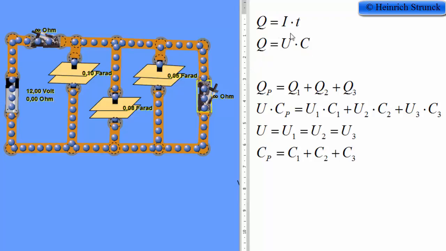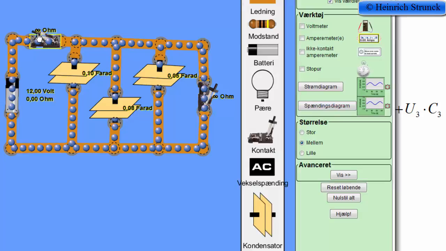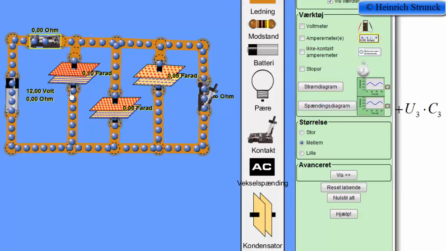We can also see in a parallel circuit that since the voltage is the same, the charge depends directly on the capacitance of the capacitor. So the higher capacitance, the higher charge. We can try to connect the system, and we can see here the first capacitor has a high charge and many positive and negative on the plates. The next one is a little bit lower, and the last one of 0.05 farad is lower again.